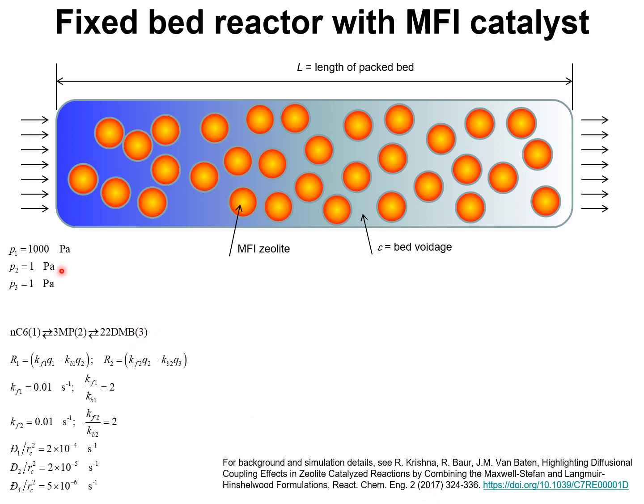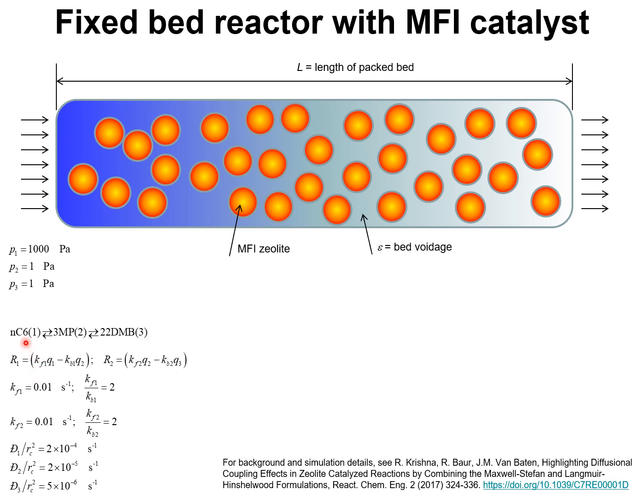The feed mixture to the reactor consists of a mixture of NC6, 3MP, and 2,2-DMB, components 1, 2, and 3. The partial pressures are 1000 Pascal for normal hexane, 1 Pascal for 3-methylpentane, and 1 Pascal for 2,2-dimethylbutane.